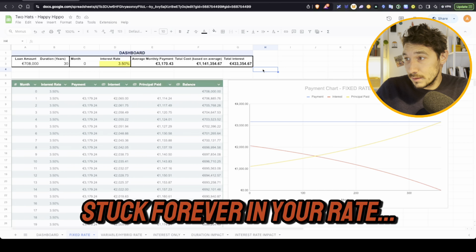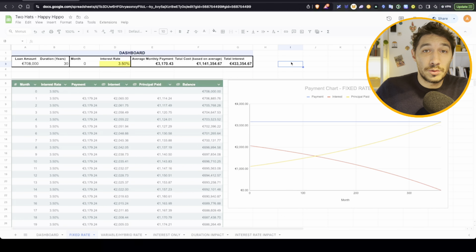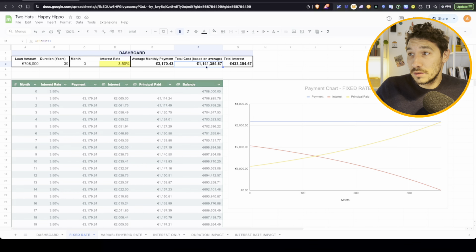If the rates, instead of increasing, drop, you are stuck with your interest rate, and the only option would be to refinance the mortgage. And here on the dashboard, you can see that we will have an average monthly payment of roughly 3,000 euros. The total cost of the mortgage, the monthly payment multiplied by the duration of the loan, and the total interest that you will pay to the bank for borrowing the money, 430,000 euros. Now, let's jump to variable rates.